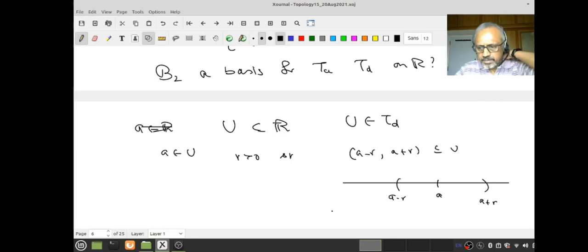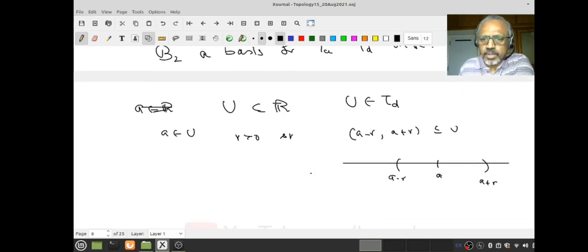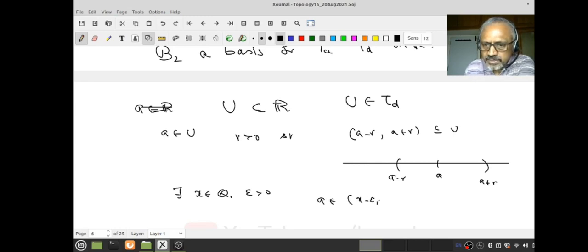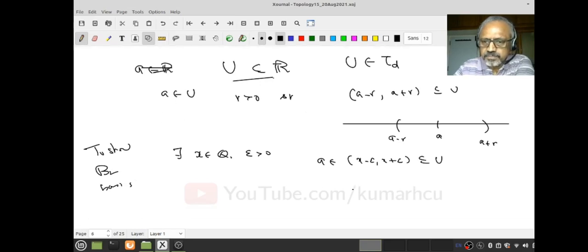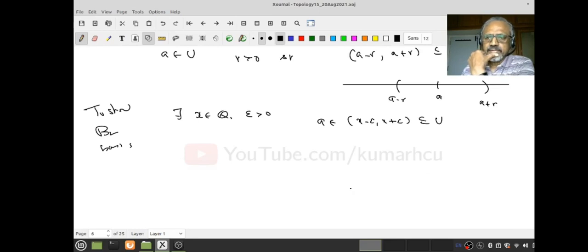Now what is it that I want? This is given, but what I want is to say there exists a rational number x in Q and some epsilon positive, so that my a belongs to (x minus epsilon, x plus epsilon), and that is contained in U. This is what I want to show. If I want to show B2 is a basis, what do I have to do? Give me any open set and any point there. I have to find such a thing. So how do you think I can do that?